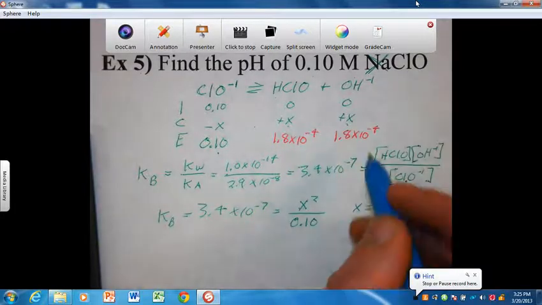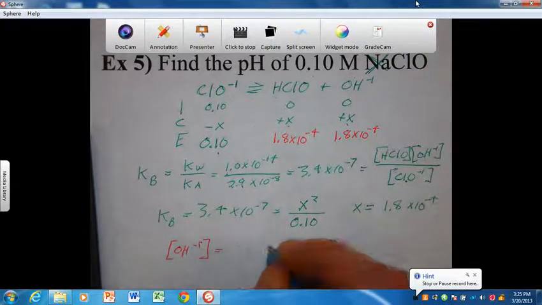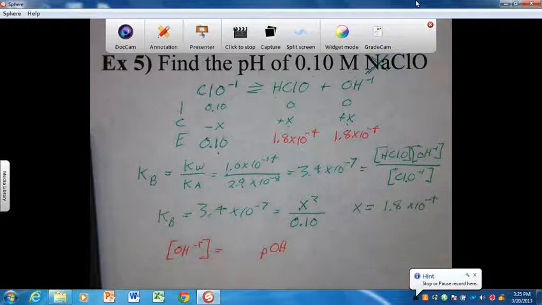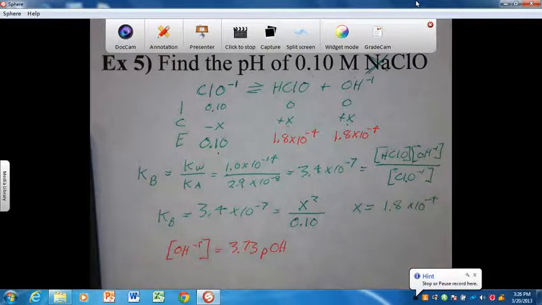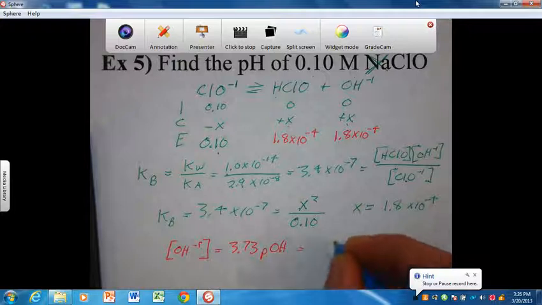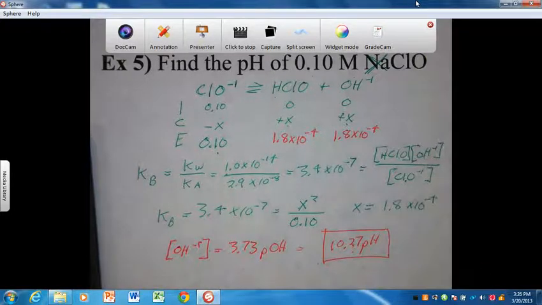What I'm going to do with the hydroxide is convert hydroxide into pOH. The pOH isn't the final answer, but it's a good start to that. So I take the log of that value, and I get 3.73 as my pOH. Then I subtract that from 14, and that gives me a pH of 10.27. And that is my final answer. Notice that the answer is basic, and that's exactly what we expected from a basic salt. Let's try the other one now.